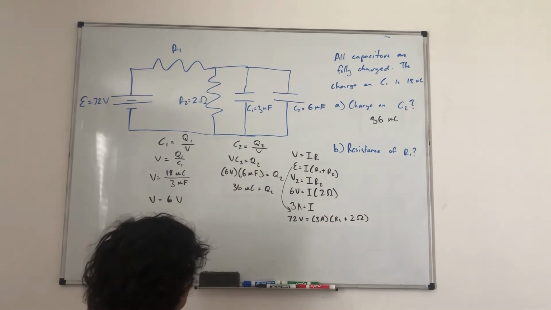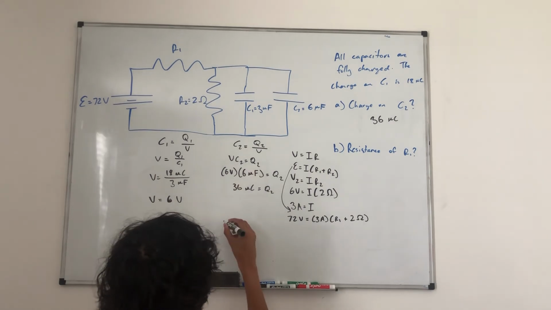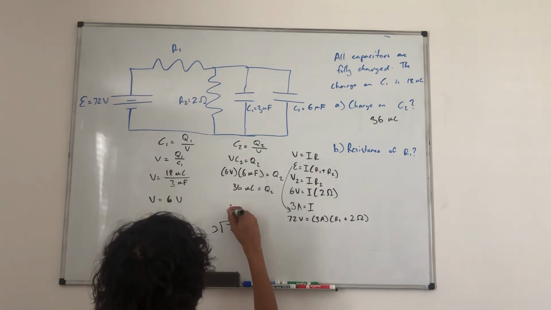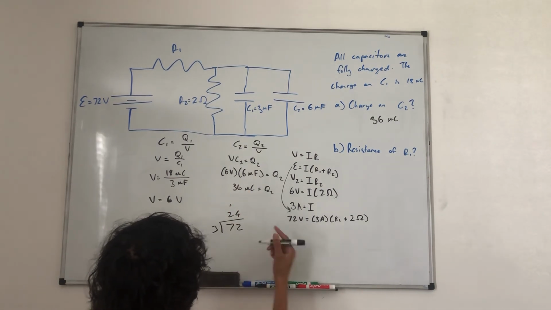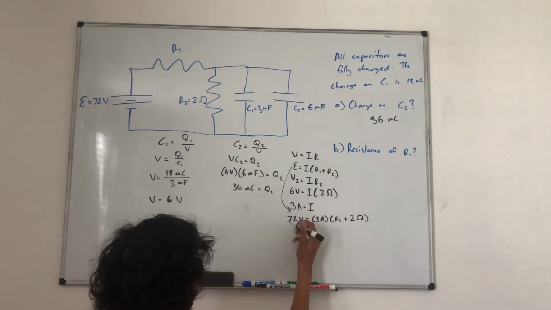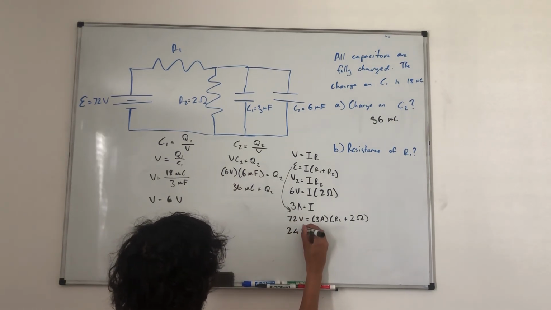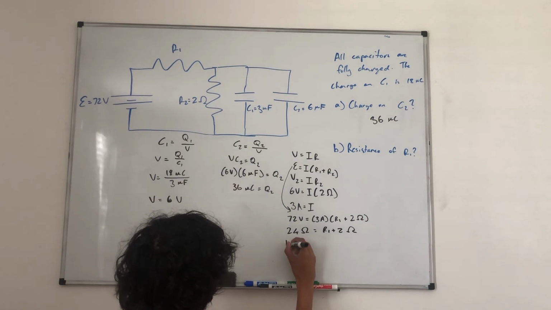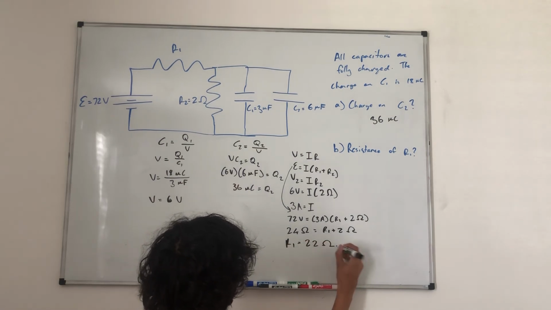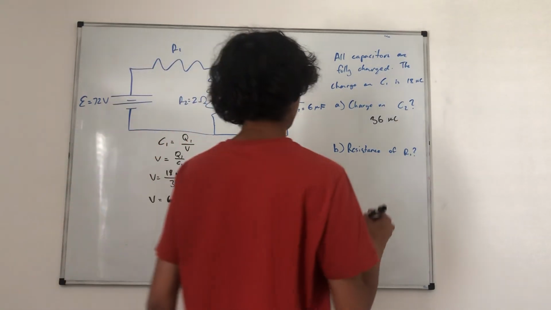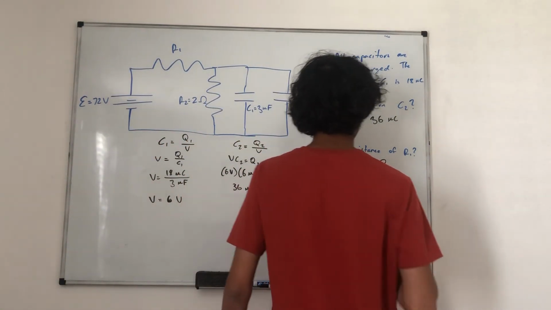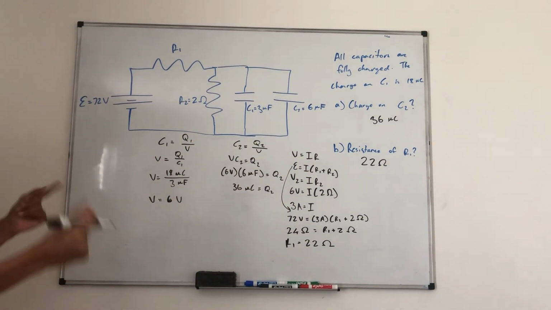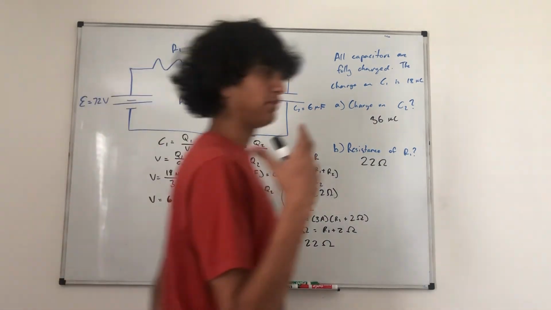So 72 volts divided by 3 amps, you have a calculator, but I'll do it here. It goes in 2 times, should be 24. Yeah, it's 24, and you can verify that with your calculator. So 24 ohms is going to equal R1 plus 2 ohms, and R1 should therefore equal 22 ohms of resistance. All right, so there you go, that's the answer. Hopefully that made sense in the process.